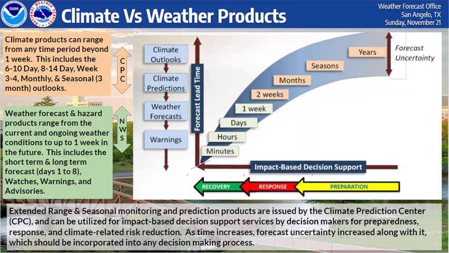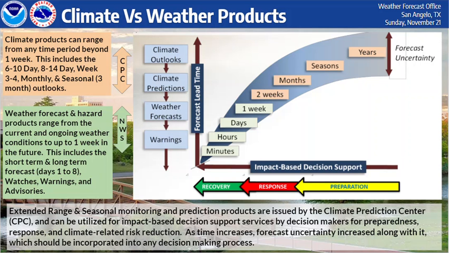First, we will tackle the difference between climate outlooks and weather forecast and hazard products. Weather forecast and hazard products issued by your local National Weather Service forecast office range from the current and ongoing weather conditions to up to 1 week in the future for a specified forecast area. This includes the short-term and long-term forecasts, which cover days 1 to 8, watches, warnings, and advisories.